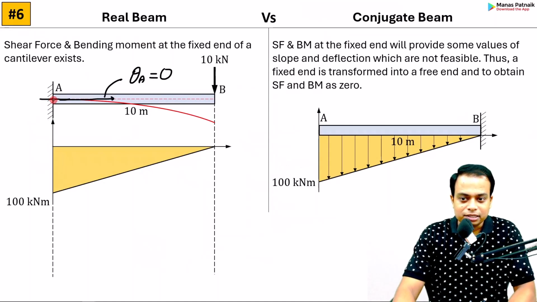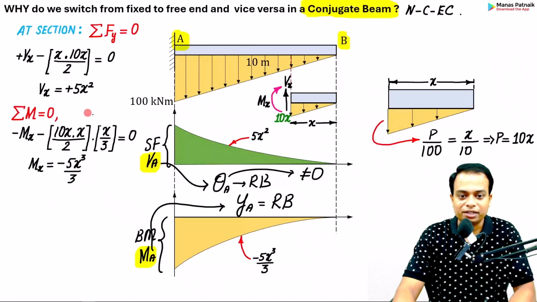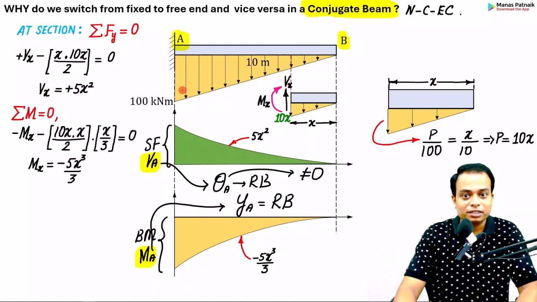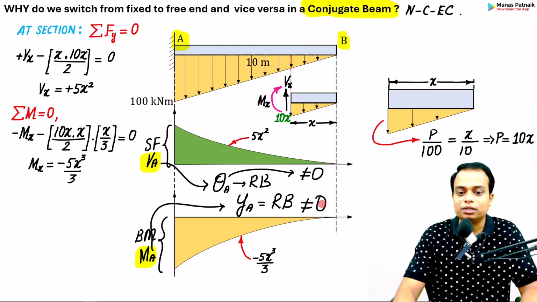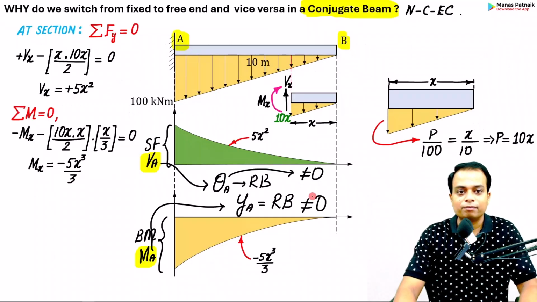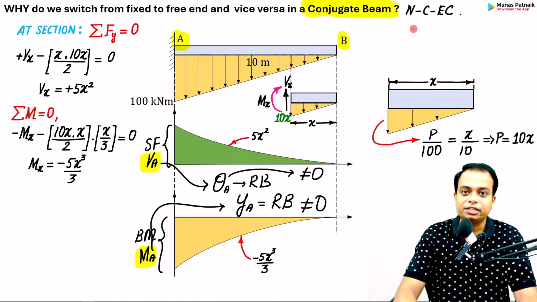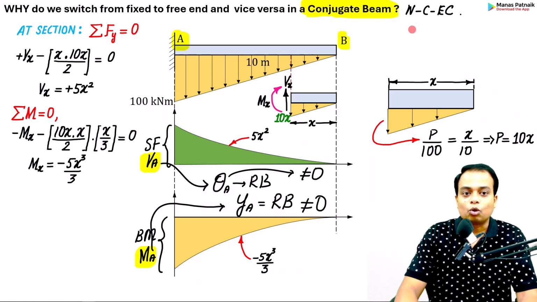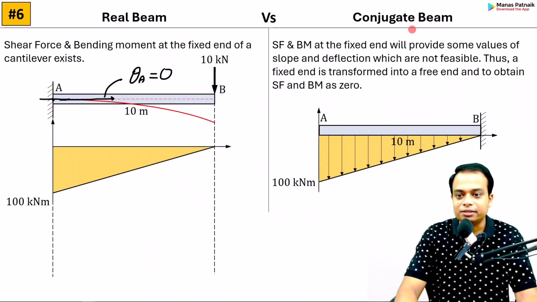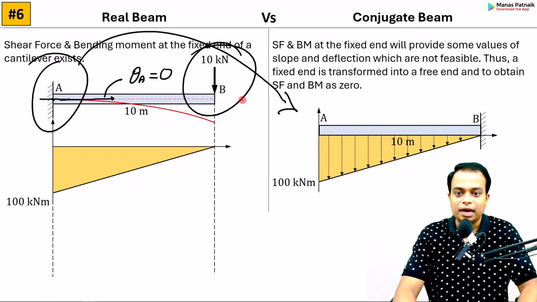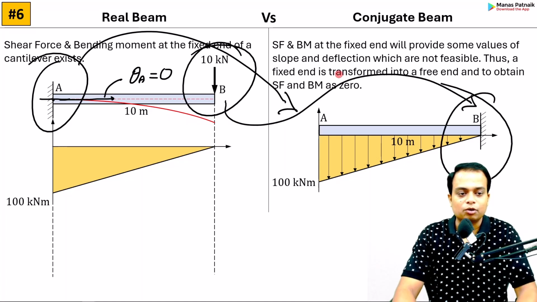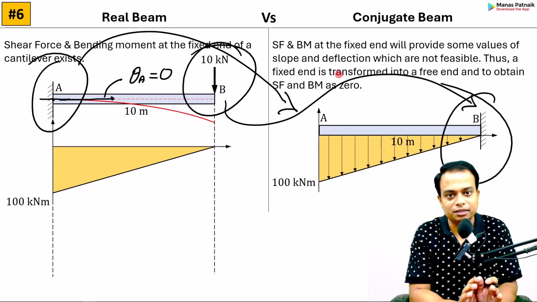Secondly, this is the fixed portion. Is there any deflection over here? No, sir, there is no deflection. But here, if you don't change the end condition, the final result is that there is some deflection. That means it is not equal to 0. So these two results which we have got when we do not change the end conditions will lead us to wrong results, and that is the only reason why we go from a fixed end to a free end in a conjugate beam, and from a free end to a fixed end in a conjugate beam. So please remember these results.